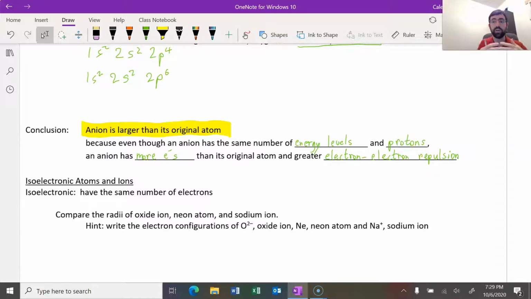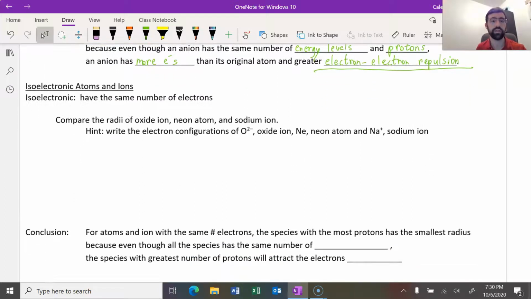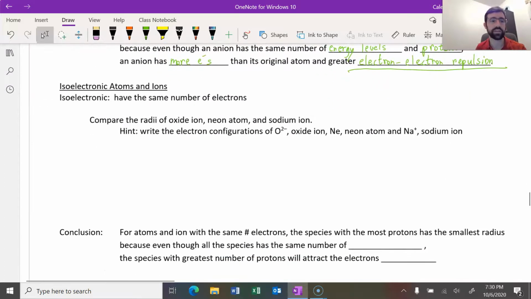Well, if you get more electrons, they're going to tend to spread out. And if they spread out, then our radius gets bigger. That electron-electron repulsion is what we use to explain negative ions. That's really the only time, as of right now, that we're going to be using that explanation. Electron-electron repulsion is the reason that negative ions are larger than the original atom. They have a greater ionic radius.